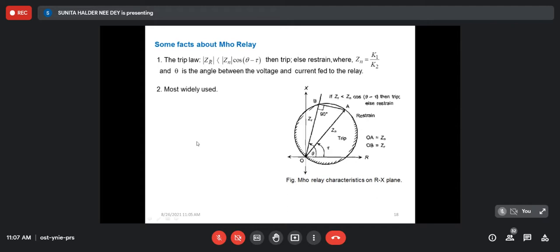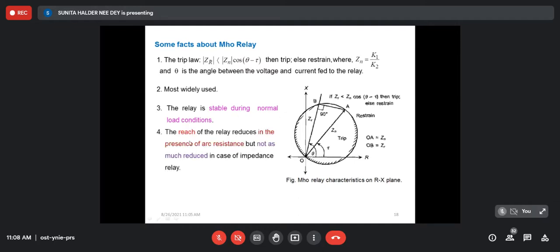So there are some facts of mho relay. What is that? This is the characteristics that we will derive, how it is related to admittance. It is most widely used. Relay is stable under all load condition. The underreach problem of the relay is reduced for impedance of arc resistance, but cannot be reduced 100%.